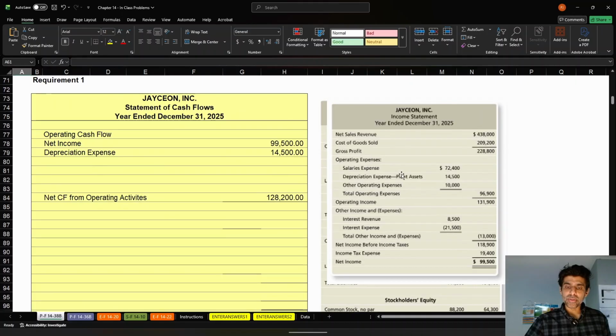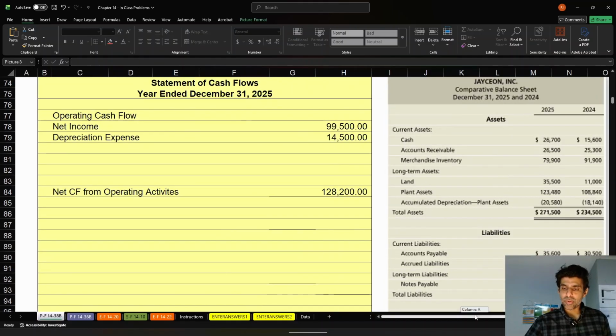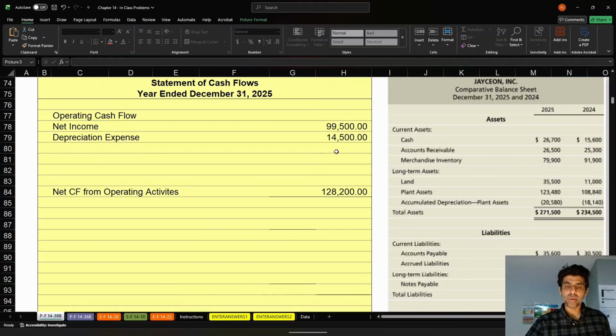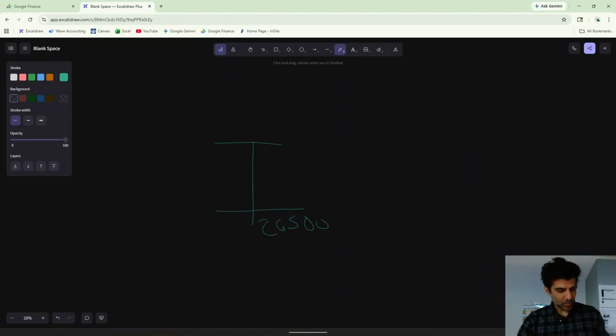So now we'll turn to the changes in our current assets and current liabilities. We can see here accounts receivable went up from 25,300 to 26,500. So that's an increase of $1,200. Now, is that going to be an increase or decrease in cash flow? It's a decrease, right? We had accounts receivable of 26,500, and the beginning balance was 25,300.